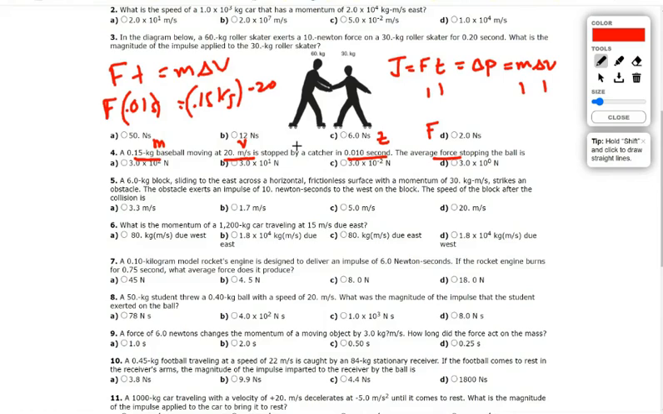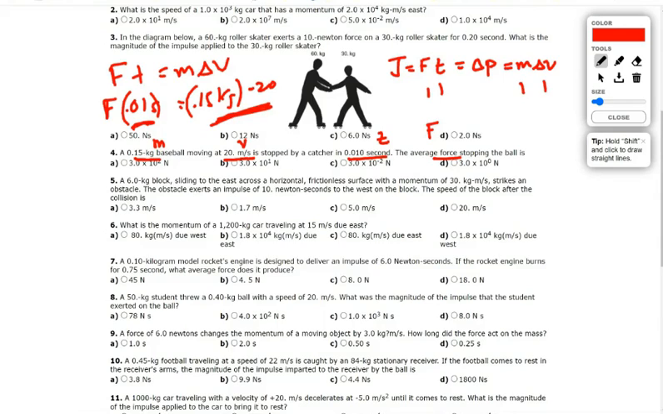Wait, why is it a negative 20? Well, it really is a negative change. When you start at 20 and you stop a ball, it's changed by negative 20. But on a Regents, if you get a negative answer and they're all positive, just look at the number, not the units. Don't worry about it. I'm just going to multiply these two numbers, and divide by this, and I'll get the answer. One of these four will be the answer.